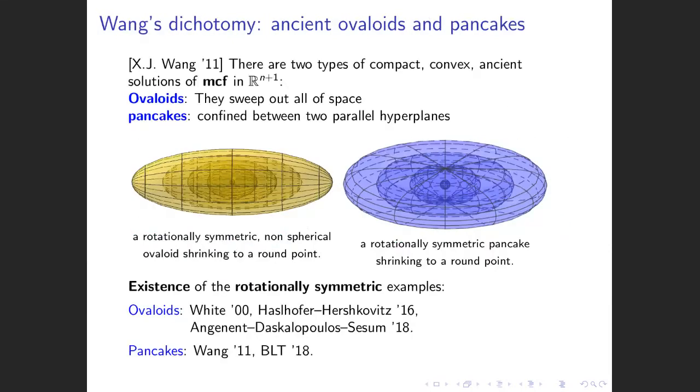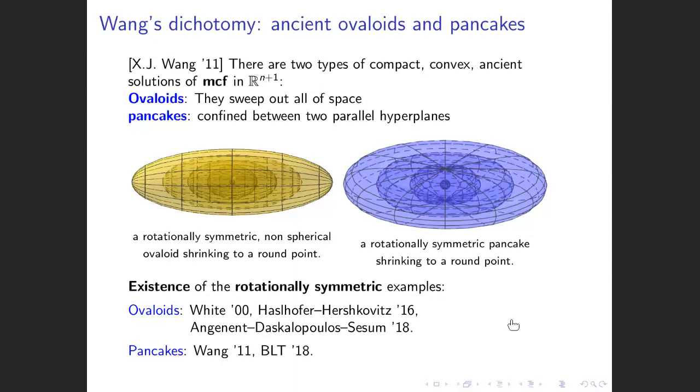Right. So what does this dichotomy say? It says that there are two types of compact convex ancient solutions. We have the ovaloids, which are the ones that sweep up all of space, and the pancakes, which are solutions that are confined between two parallel hyperplanes. So here in these two pictures, we see an example of an ovaloid, here a rotationally symmetric one, and an example of a pancake, again a rotationally symmetric one.